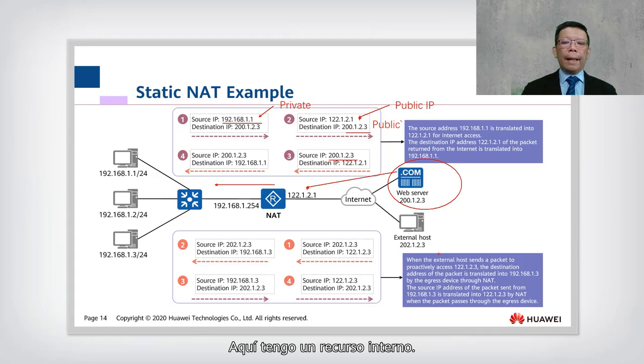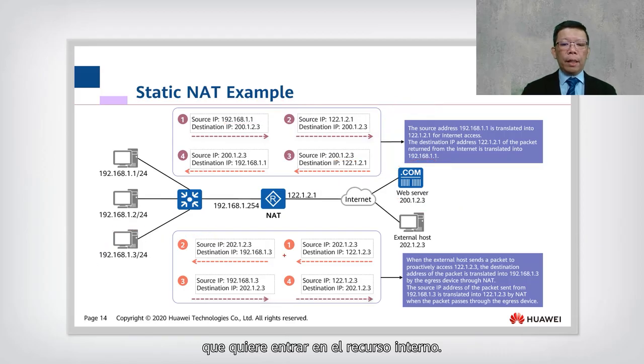What if I have an internal resource here, 192.168.1.3, and I have an external host who wants to go into your internal resource? For the second example, you can see that in step number 1, the source IP is a public IP, 202.123, and it is going to 122.1.2.3. Both of these are also public IPs.